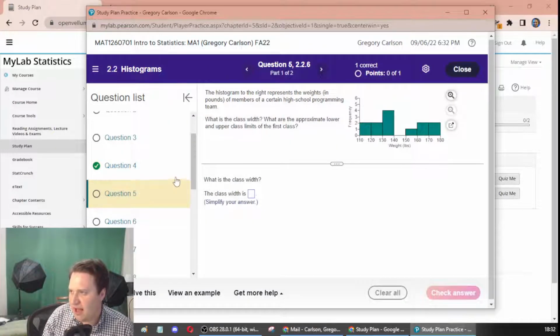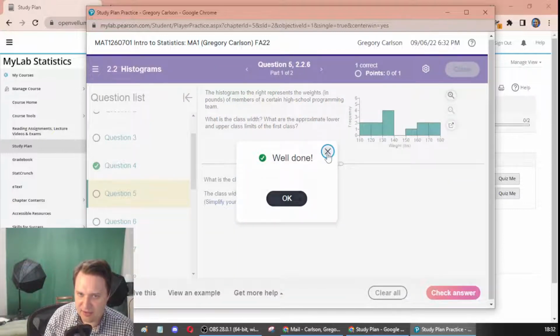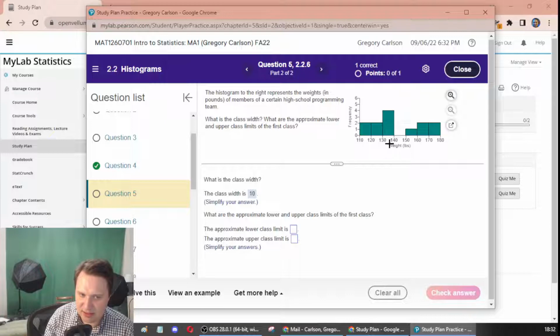On question 5, they want to know the class width. Okay, so looking at the histogram, what's the class width? That's the upper one to the lower one. All right, so 120 to 110. Okay, so that has a class width of 10. It's the one class to the next. It's easier to see on the histogram, I think, than it is in the frequency table.